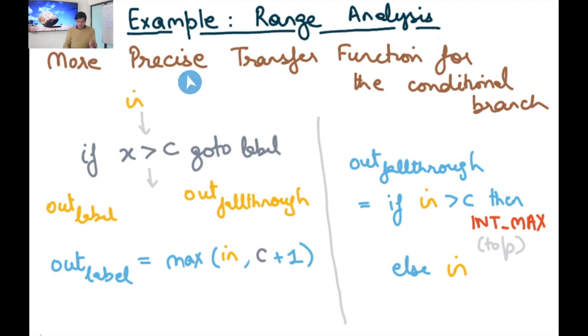So let's say I just chose a more precise transfer function for the conditional branch. All of the transfer functions remain the same, but for this conditional branch, I chose different transfer functions for the loop edge, which is out label, and the fall through edge, which is out fall through.